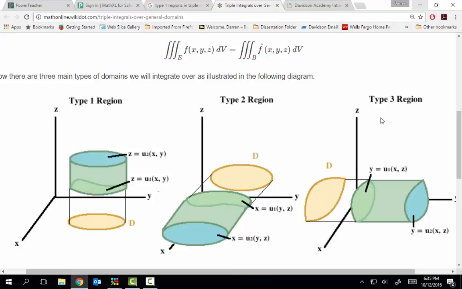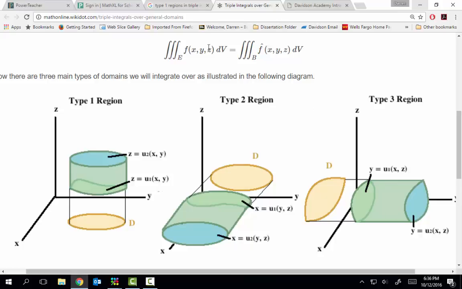Last but not least, we have a type 3 region. Now, predictably, our domain lives in the xz plane, and now we have this enclosed region bounded between two values of y, u1 of xz and u2 of xz, and that creates this E. That's going to create our limits of integration. Now, I can't say this vehemently enough. This f of x, y, z can be anything. It has zero to do with this at all until we get rid of it.